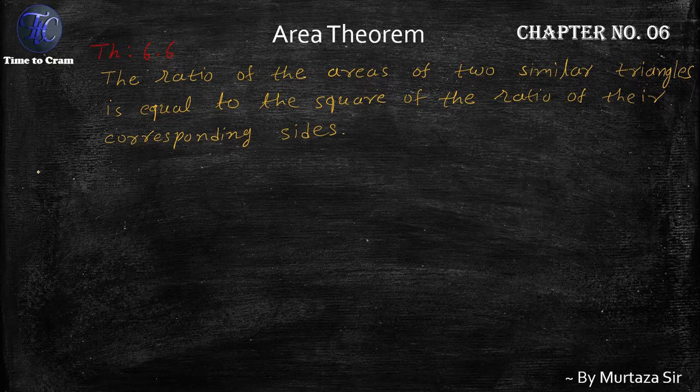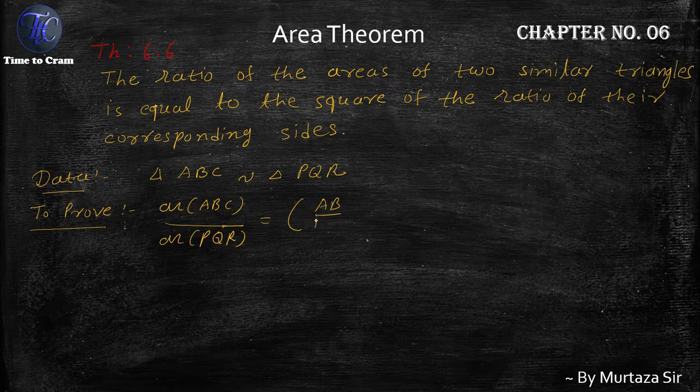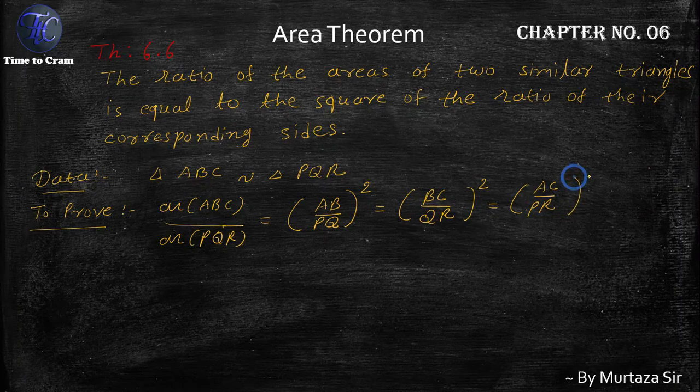So now, what is the data? Triangle ABC is similar to triangle PQR. To prove: area of ABC upon area of PQR is equal to (AB upon PQ) whole square, is equal to (BC upon QR) whole square, is equal to (AC upon PR) whole square. Now the proof; we will take the proof in another slide.